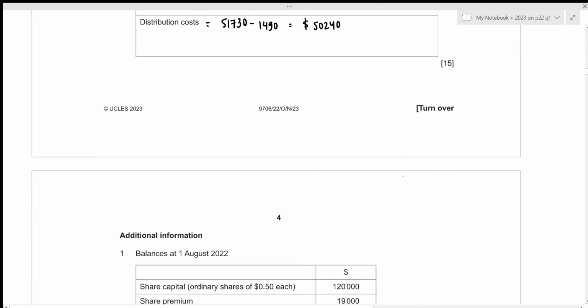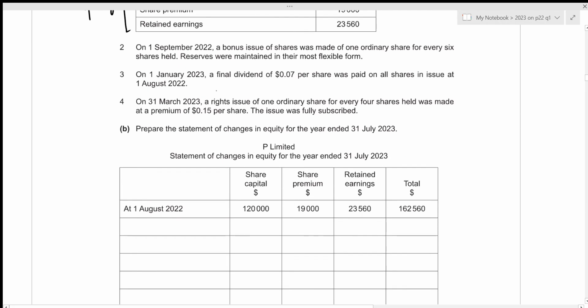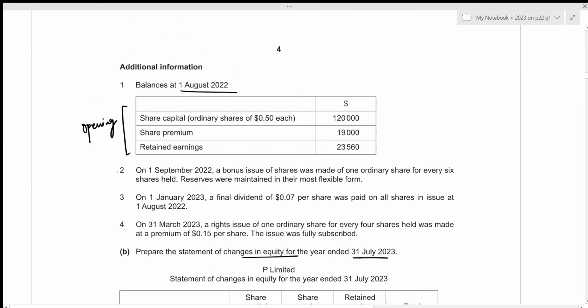Let's move towards the next part. We're given the additional information. We have the balances at 1st August 2022, which is again our opening balances. Then we're given other information as well. And based on this information, we need to prepare the statement of changes in equity for the year ended 31st July 2023. Alright, let's start with the first one.